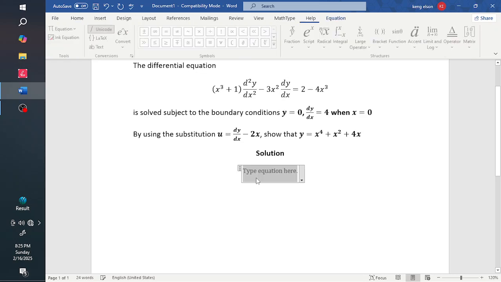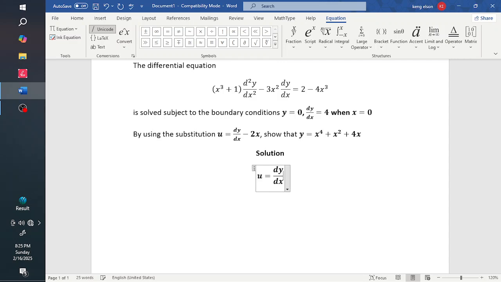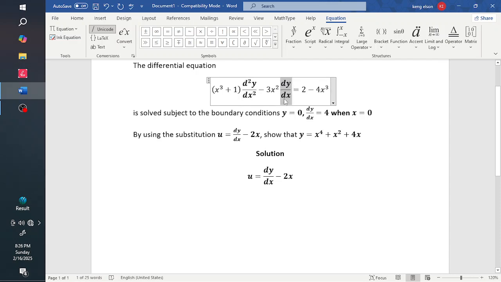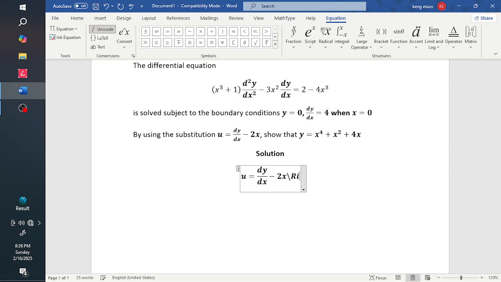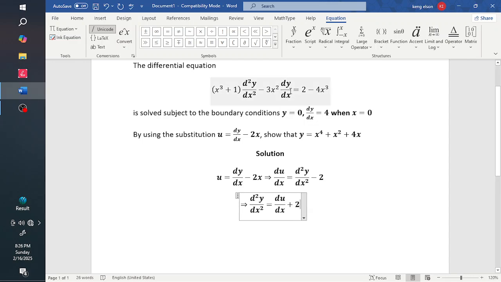So my substitution is that u is equal to dy dx minus 2x. What I'm going to do is look for d squared y on dx squared, and also find dy dx, all in terms of u and x, then replace back into the original differential equation. So I'm going to differentiate both sides. This u here is not a constant, it's a function of x. So if I differentiate it, I get du by dx. When I differentiate dy by dx with respect to x, I get d squared y by dx squared. Then when I differentiate 2x with respect to x, I get 2. So from this we can clearly see that d squared y on dx squared is just equal to du on dx plus 2. That's what I'm going to replace.